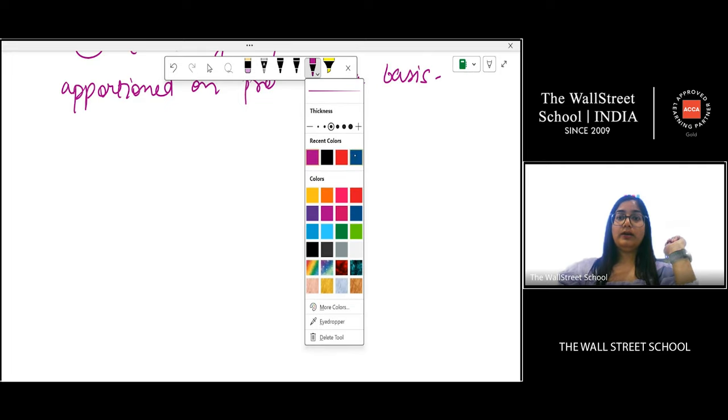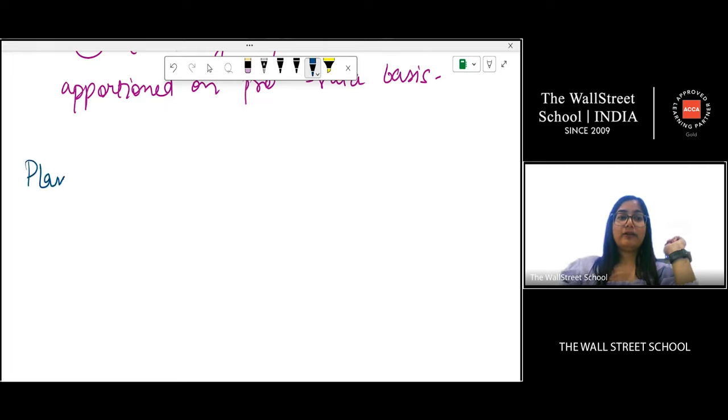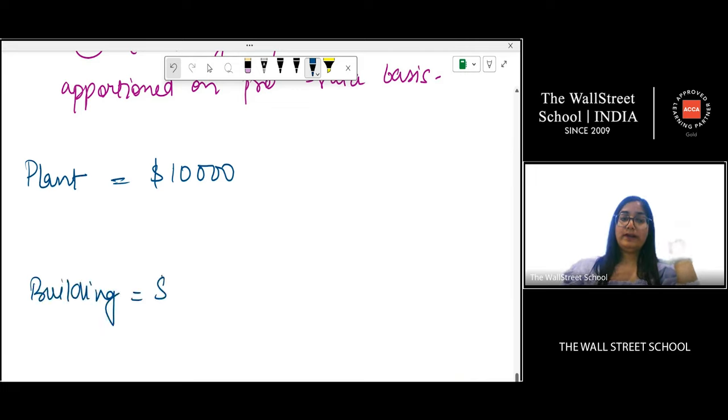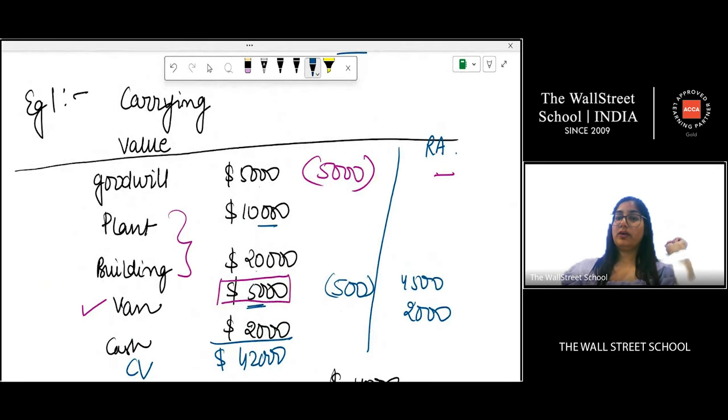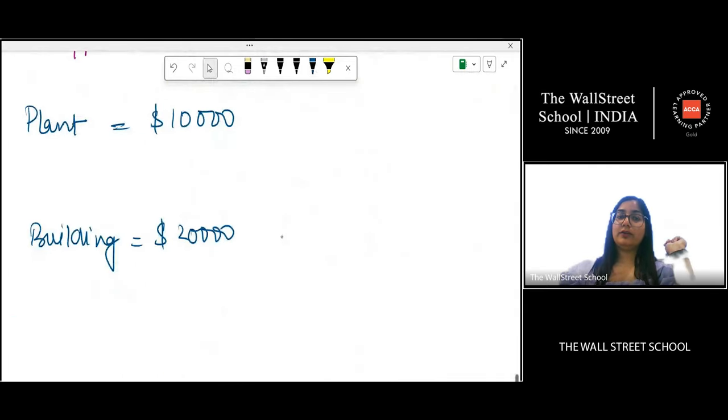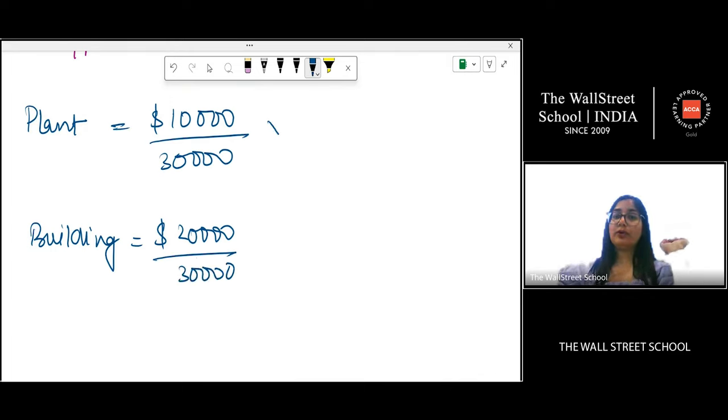So for plant, what is the carrying amount that I have? 10,000. On building, what is the amount that I have? $20,000. These are the carrying amounts that are given to you in the question. ठीक है, यही मैंने ऊपर से copy paste करे. 10,000 और 20,000. अगर मेरे को प्रोराटा बेसिस पे डालना है तो क्या कर देंगे, टोटल कितना है? 30,000. 10 + 20, 30,000 हो गया टोटल. ठीक है, कितने अमाउंट को डालना है? 3,500 को.